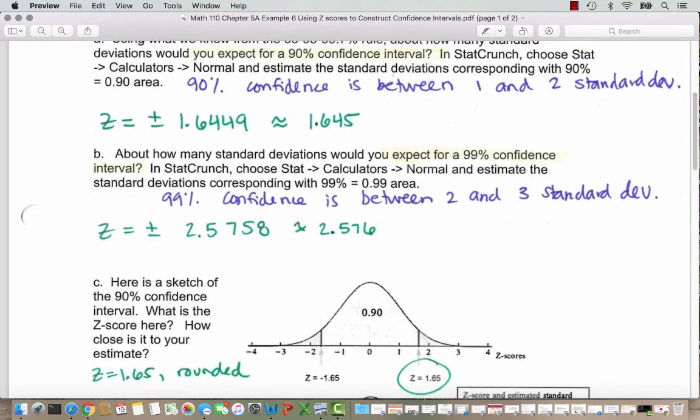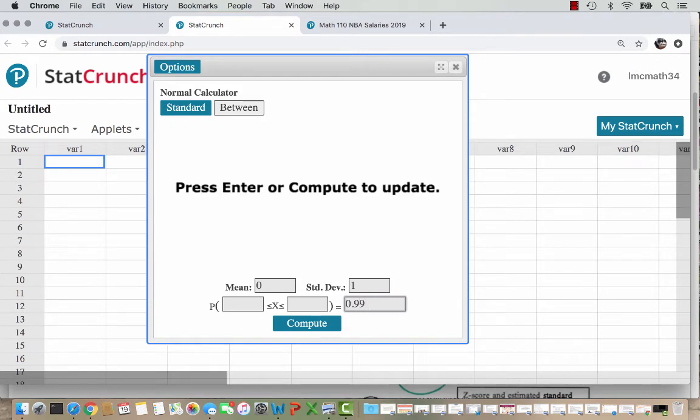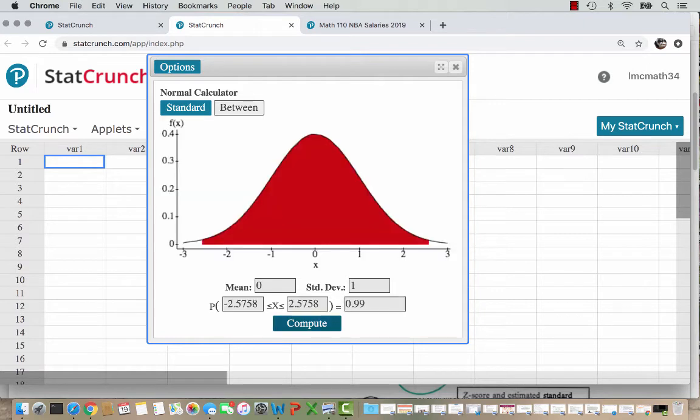So now we want to know about how many standard deviations would you expect for a 99% confidence interval. Well, before we head into StatCrunch, we know 99% confidence is between 2 and 3 standard deviations. 3 standard deviations is 99.7% confidence, so we expect a value a little bit less than 3 standard deviations. So let's head back into StatCrunch, and we'll change our 0.90 for 0.99 so that we get 99% in the middle of our normal distribution.